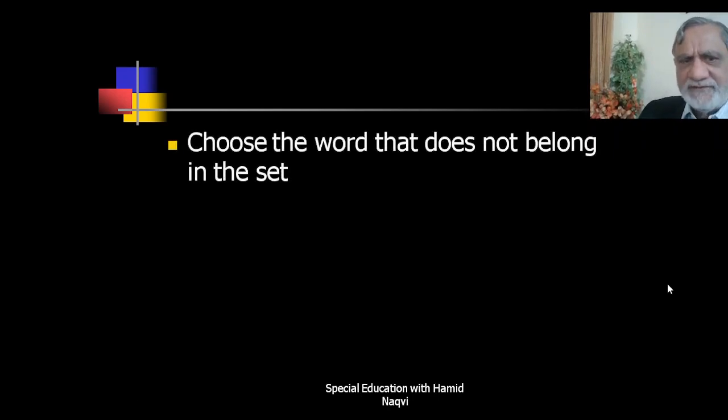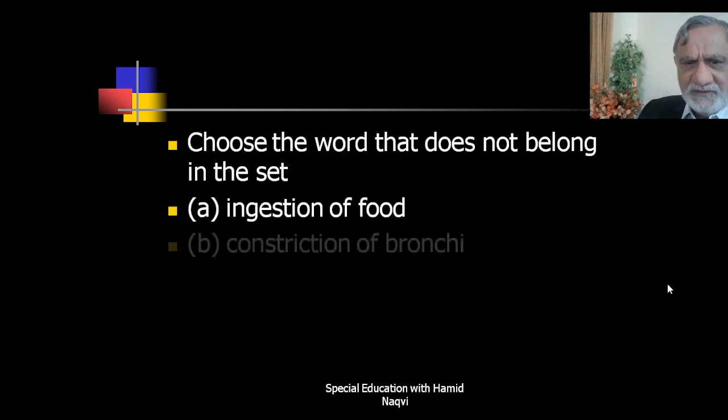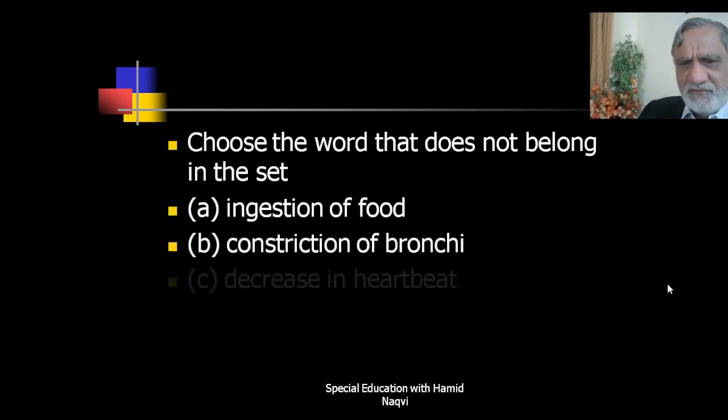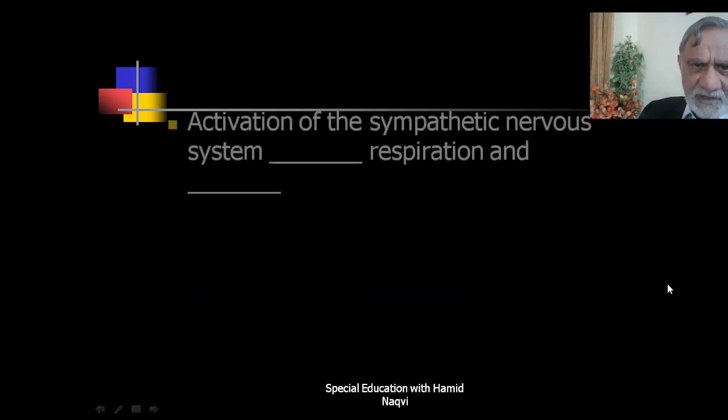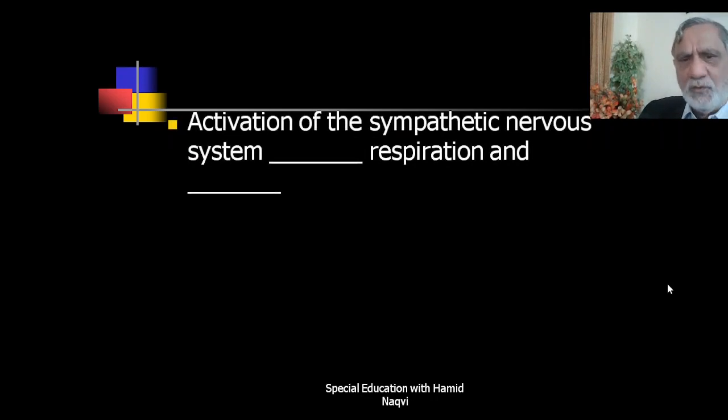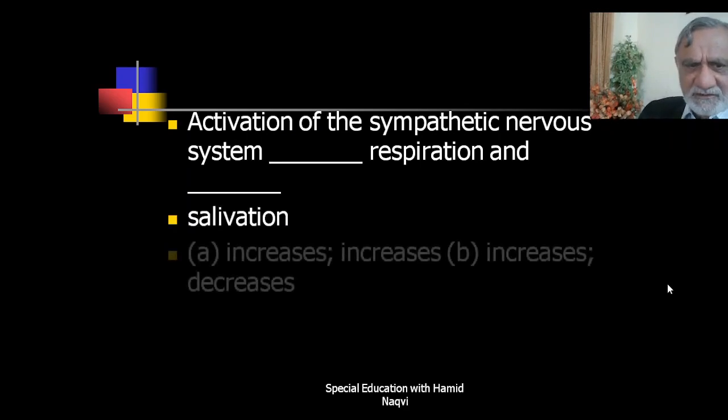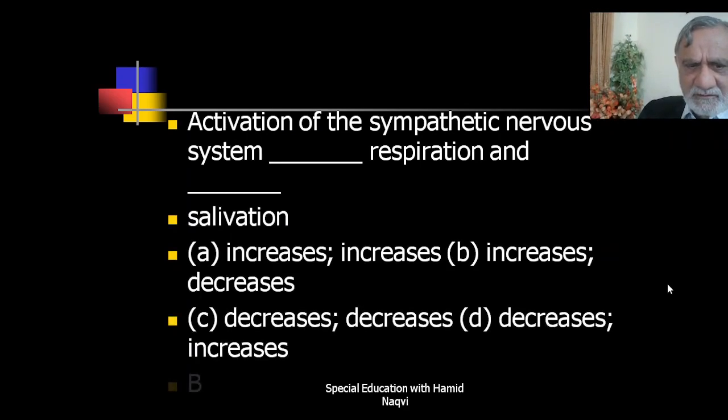Choose the word that does not belong in the set. Indigestion of food, constriction of the bronchi, decrease in heartbeat, or pupil dilation. D, pupil dilation. Activation of the sympathetic nervous system dash, respiration, and dash. Correct one is B, and B is increases, decreases.